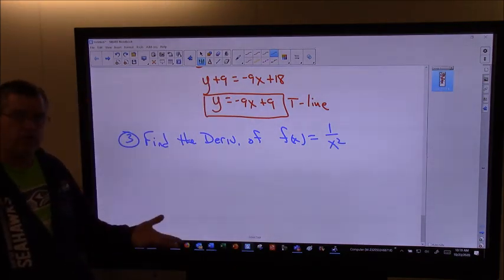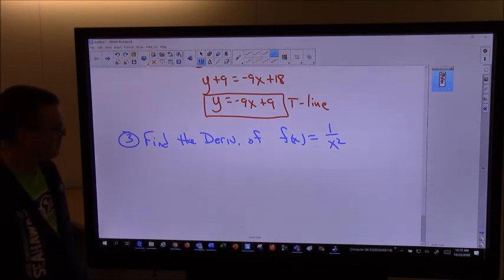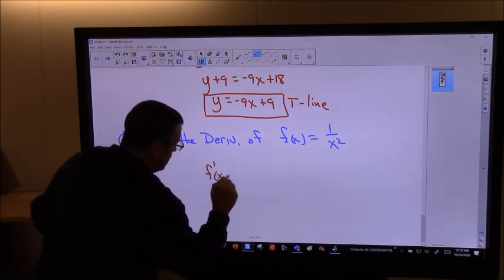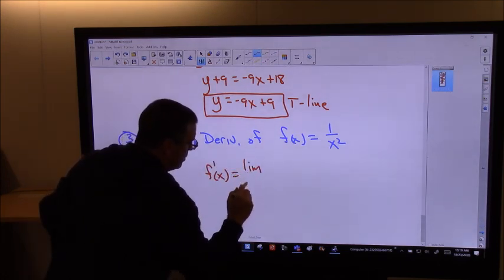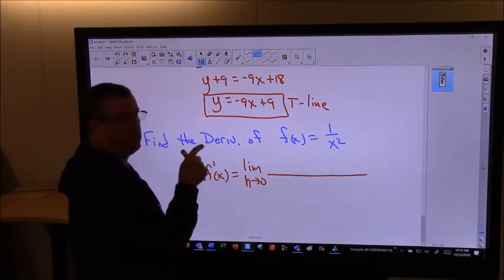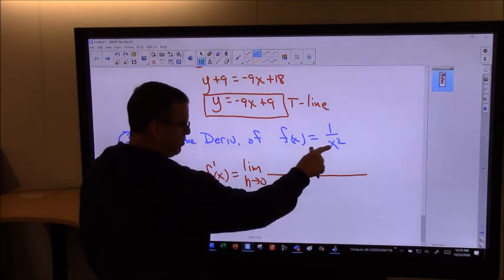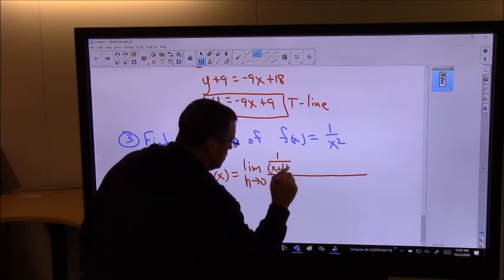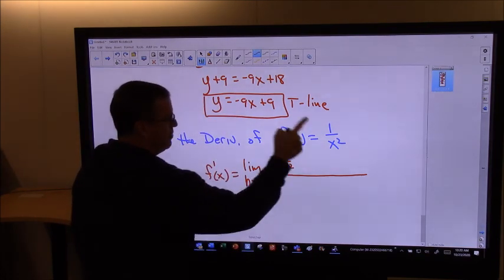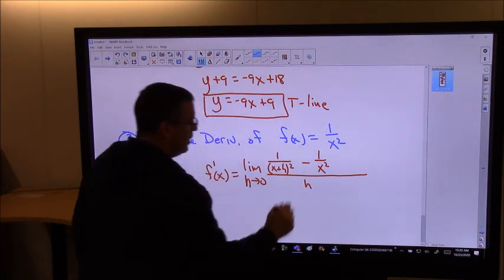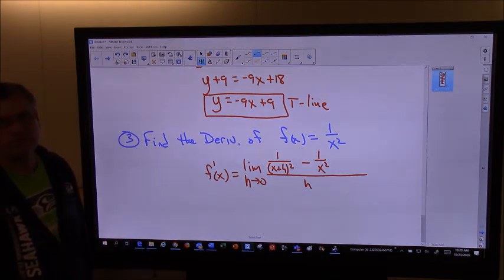Well, we're going to use our definition of a derivative. I'm going to say f prime of x equals the limit as h approaches 0. I want f of x plus h. I want to put an x plus h right there. So 1 over x plus h squared, minus the original function, all over h. You guys see if you can finish that up. Okay?